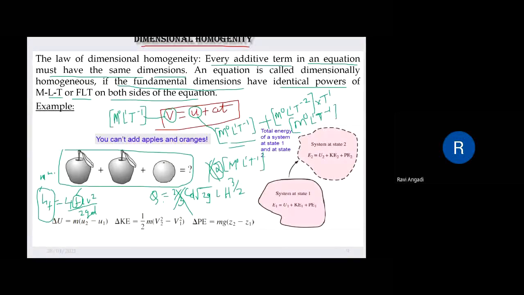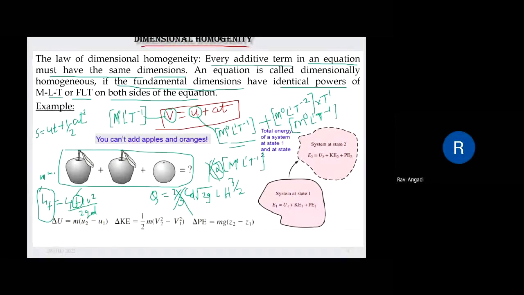Likewise, you can take any example and check it out. You can take the discharge equation also, or else you can take the motion equation. Which is that motion equation? S equal to ut plus half at square. You can take this also, S equal to ut plus half at square, and check the equation.